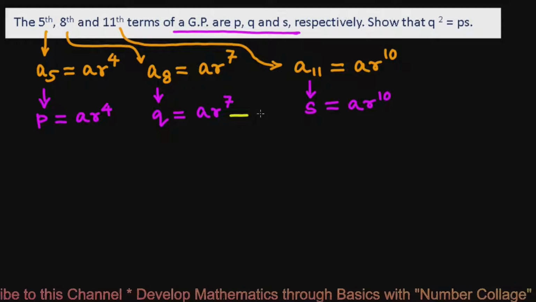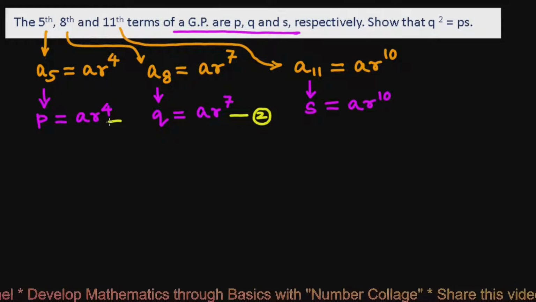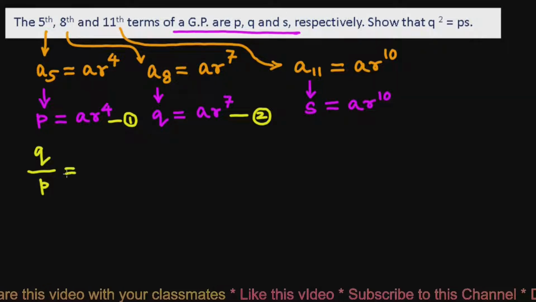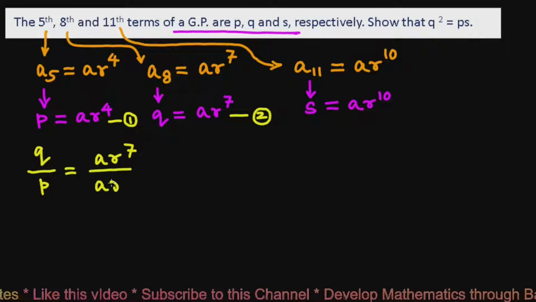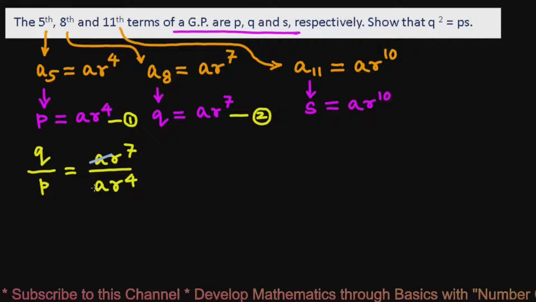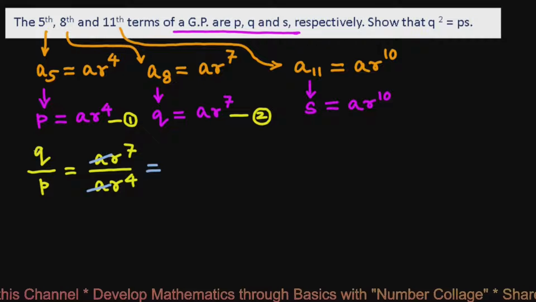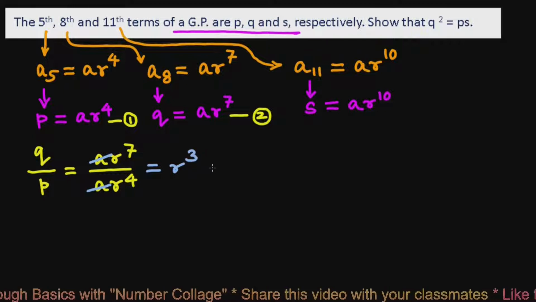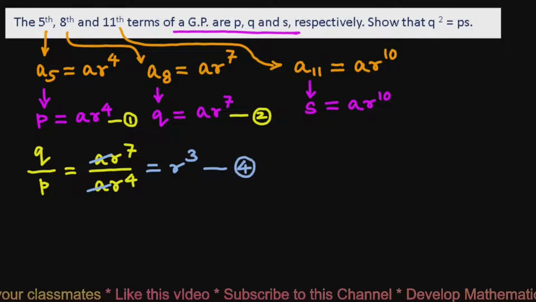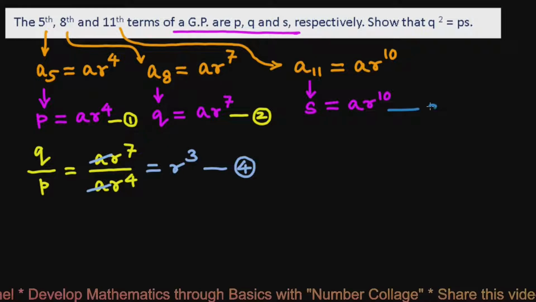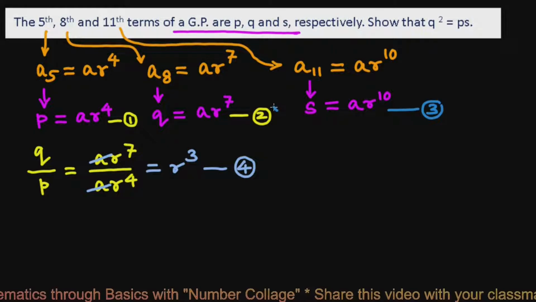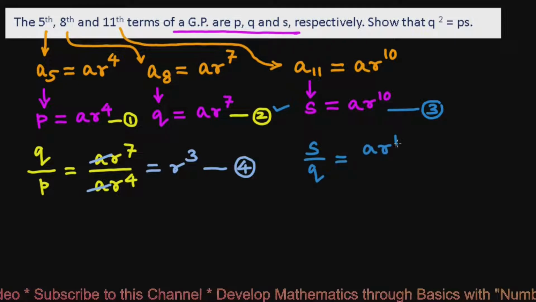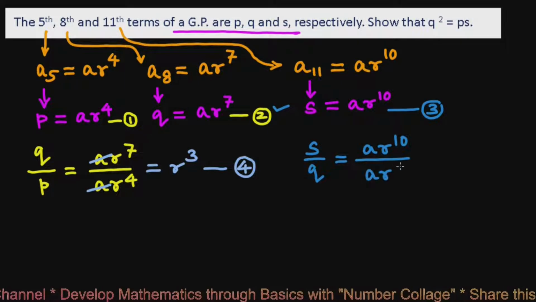Now we will divide this second equation by this first equation. So that will be Q upon P equals A R power 7 upon A R power 4. So this A gets cancelled and we get Q upon P equals R power 7 minus 4, that is R cube. We call this equation number 4. Next, we will divide this equation 3 by this equation 2. So that will be S upon Q equals A R power 10 upon this A R power 7.